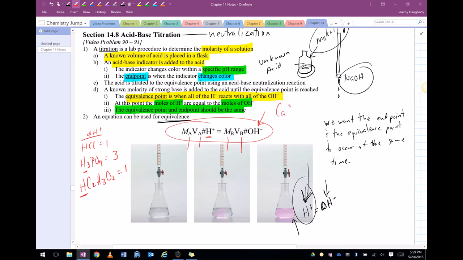So if I have something like calcium hydroxide, Ca(OH)2, that number of hydroxide would be 2. And so from this, you can figure out the molarity of the acid, the volume of the acid, the molarity of the base, the volume of the base. You can figure out any of those things. And again, that can only be used for equivalence, and you'll see that when you look at the video problems 90 and 91.